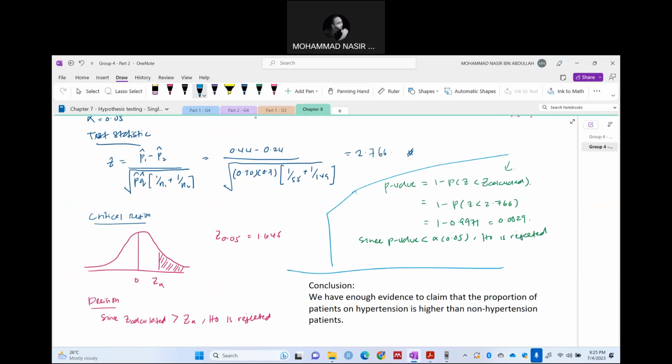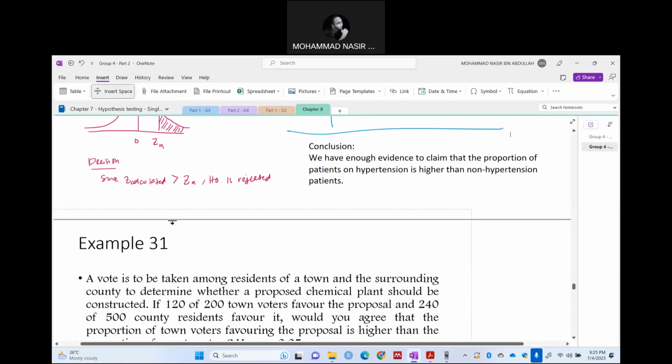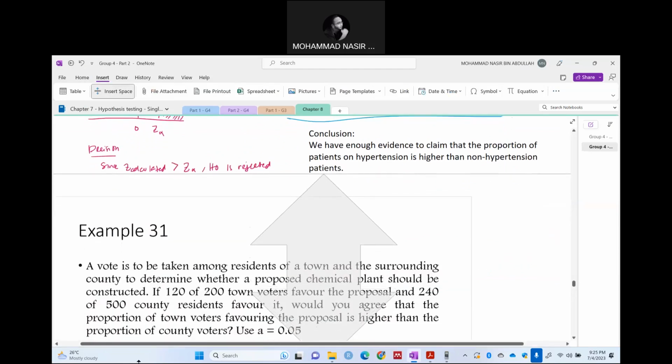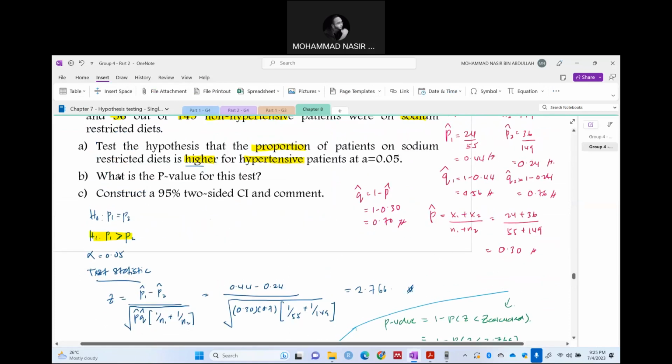So the conclusion is the same as this one. Any questions so far? Ada soalan? No question? Easy, right? So next question is construct a 95% confidence interval, two-sided, and comment.